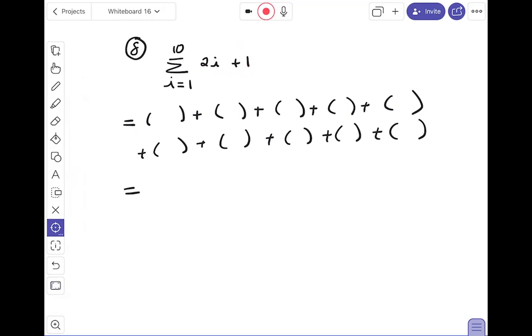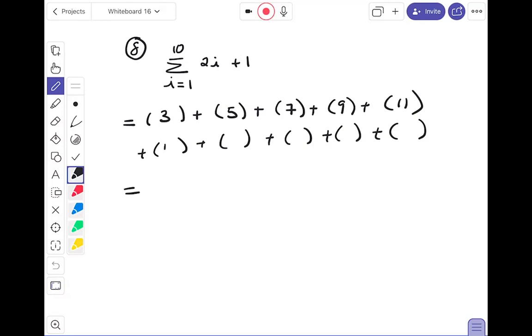2 times 1 is 2. 2 plus 1 is 3. I go to 2. 2 times 2 is 4. 4 plus 1 is 5. I'm going to go to 3. That would be 6 plus 1 is 7. You know what? These look easy to predict. 3, 5, 7. They're going up by 2. And you should start to see patterns in these problems. Let me write that down for you. Going to go up by 2. We'll check our answer later.